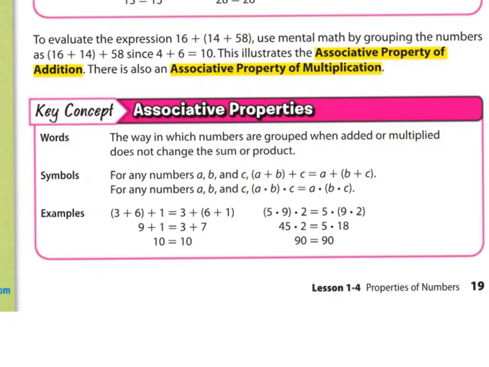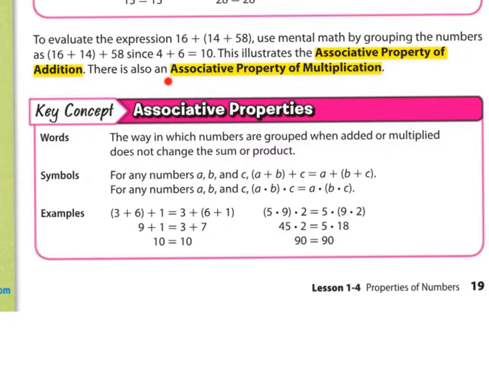Now, just as we use commutative to commute, to move numbers around, we're going to use associative to associate or group numbers. To evaluate the expression 16 plus parentheses 14 plus 58, use mental math by grouping the numbers as 16 plus 14. The reason we would group these two is because they give us a nice round number. 10 plus 10 is 20, plus 6 and 4 is another 10, so it would be 30. So 16 plus 14 is 30, plus 58. Then 4 plus 6, you see here, the 4 and the 6 make 10. So it would be 10 plus 10 plus 10. This illustrates the associative property of addition.